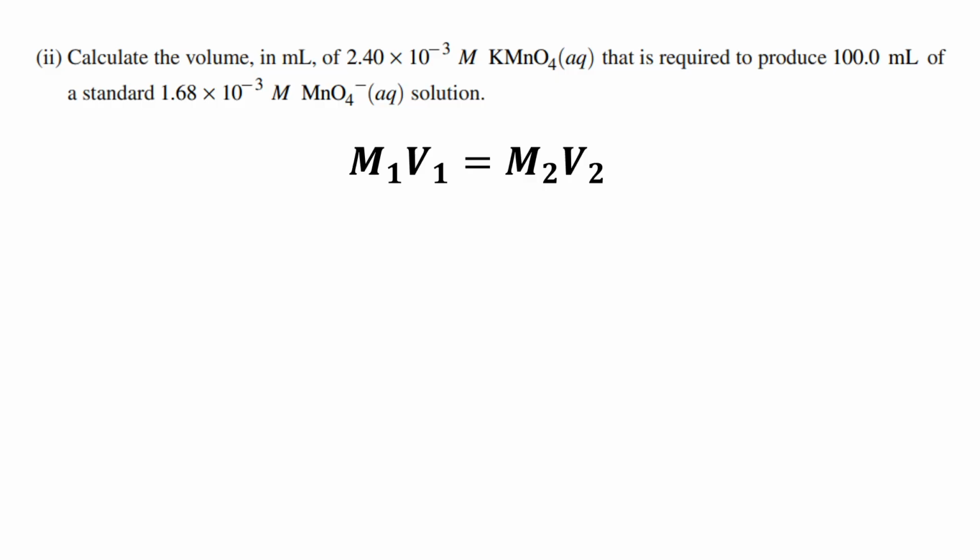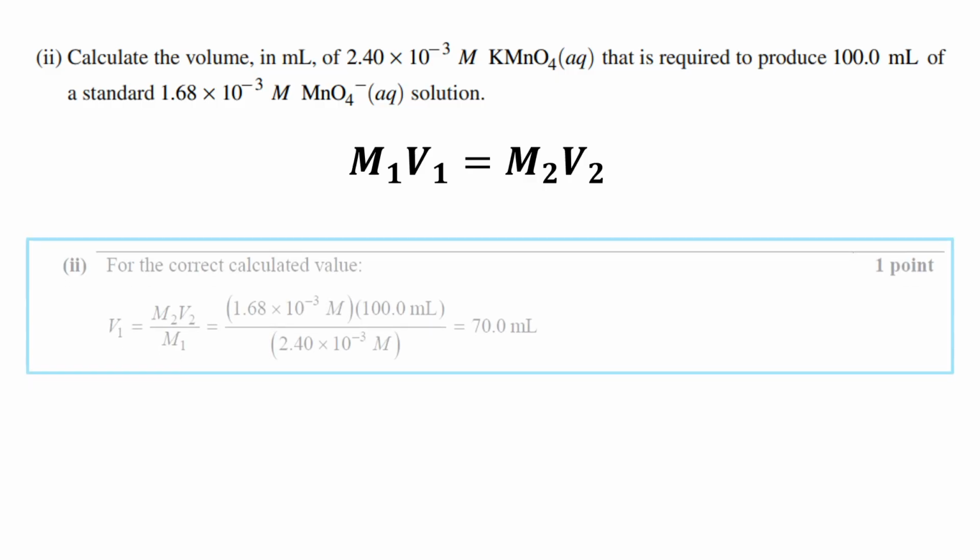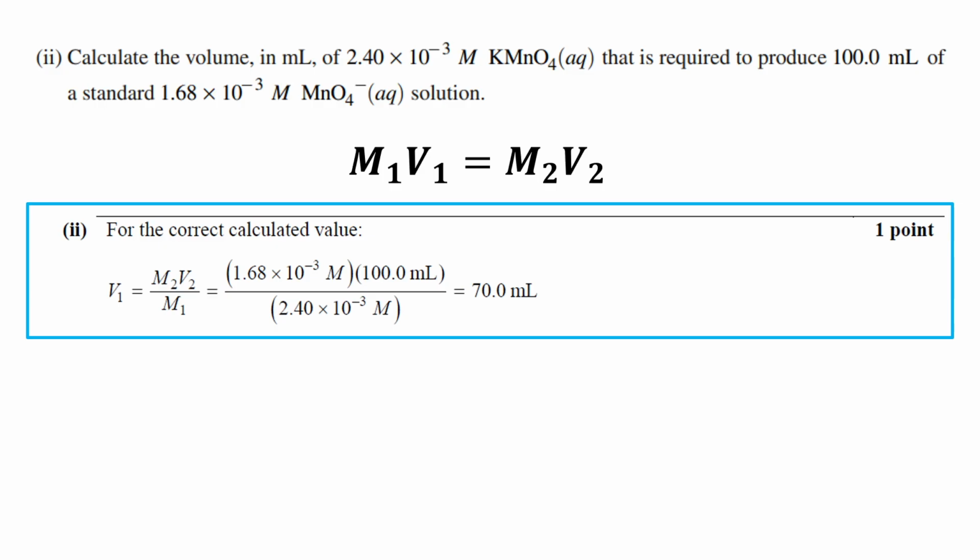All right, I know you might not have had enough time to get it all set up, but we are starting to run out of time. And so let me show you the work. We're using this M1 V1 equals M2 V2 calculation. Doesn't matter what you set as ones and twos, but I chose to make the M2 the 1.68 times 10 to the negative third molar permanganate, and it's going to be measured as 100 milliliters of that concentration.